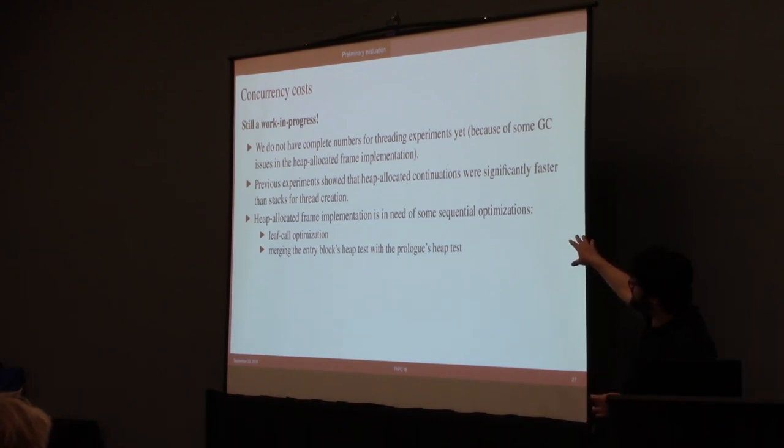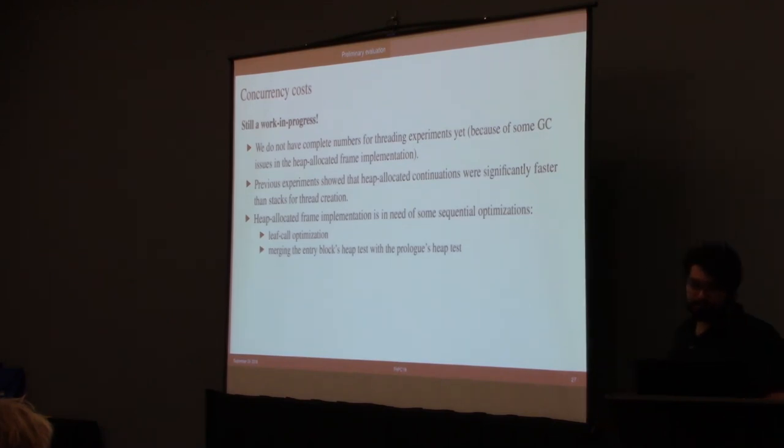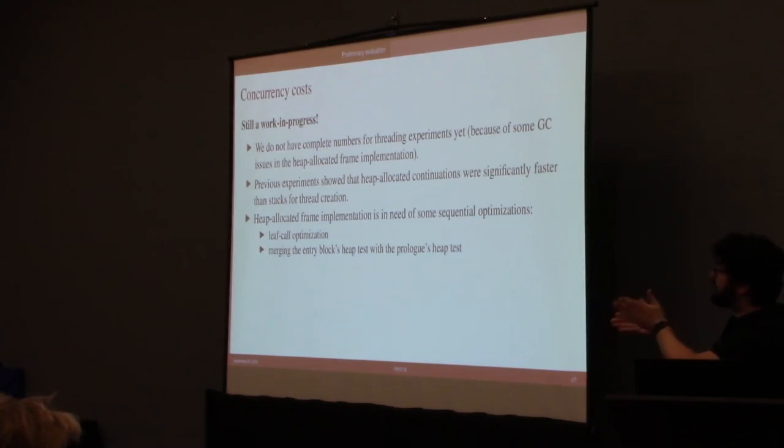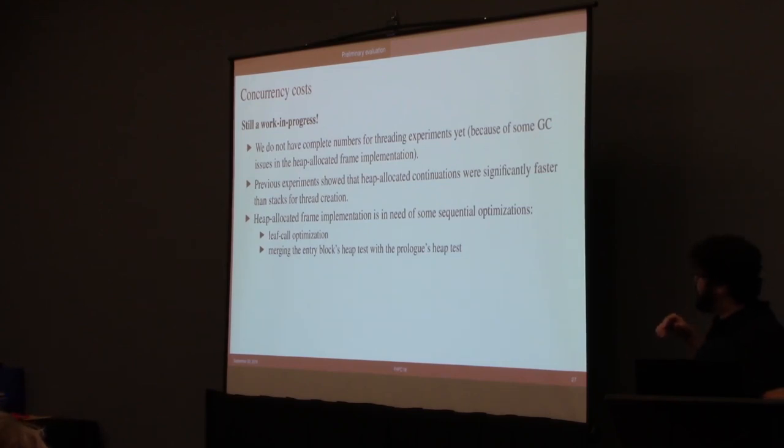But early experiments with just contiguous stacks and segmented stacks showed that thread creation was a lot cheaper for heap allocated continuations. Mostly because you don't have to allocate and initialize an underflow frame, for example, to handle an underflow to jump to the scheduler, like that wrap F that I mentioned. Although we may try to optimize that. At least I believe that's the reason.